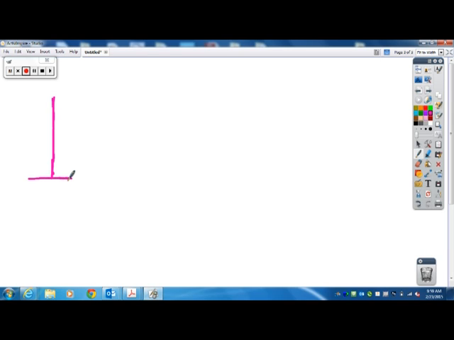So the first thing you're going to do is take a stand and put it on your table. You're going to be using that for support with your track. Feel free to use tape, whatever's best to connect your roller coaster track to the stand.